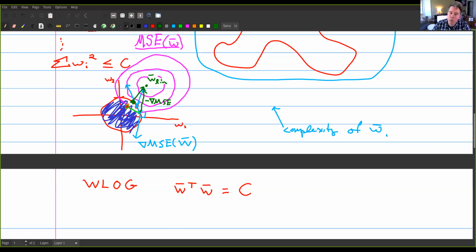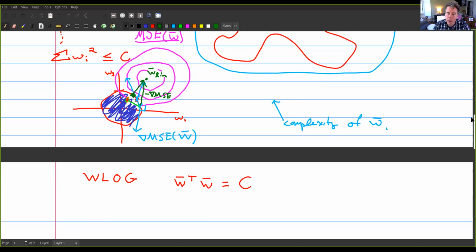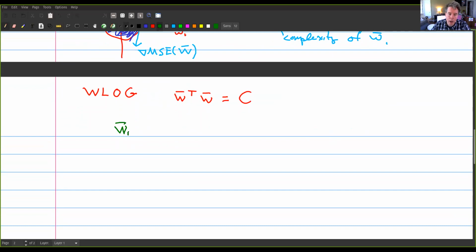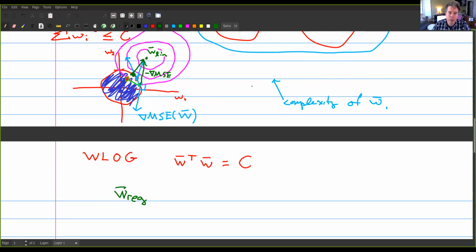And that's the best you can do. So there's no way to move along the border of the circle and get any better. So this is something that is going to characterize the best weight that's inside that constrained circle. So it's going to have the property. Let's use this notation: W reg is the actual best hypothesis that's inside this circle with a bounded radius.